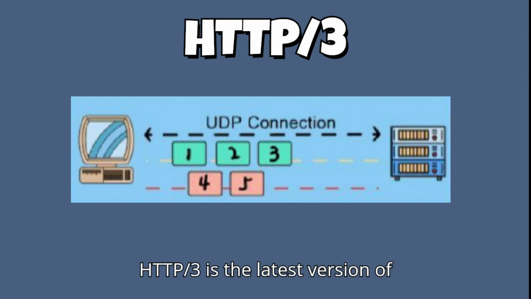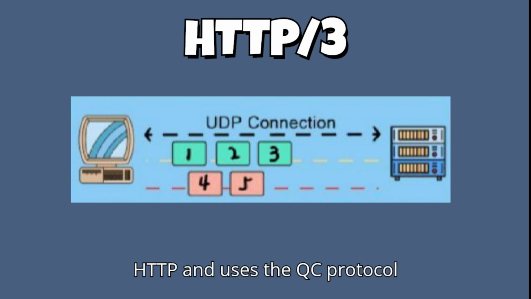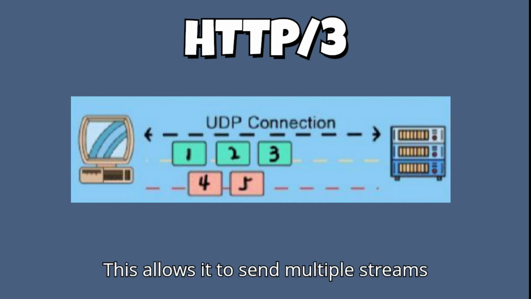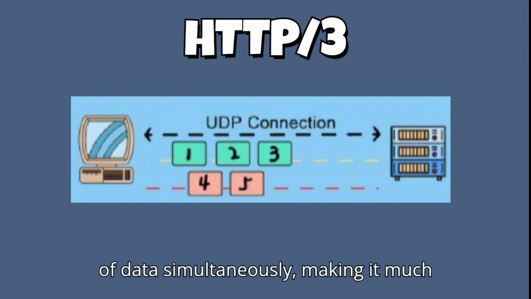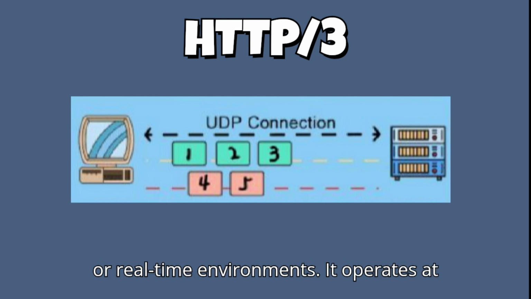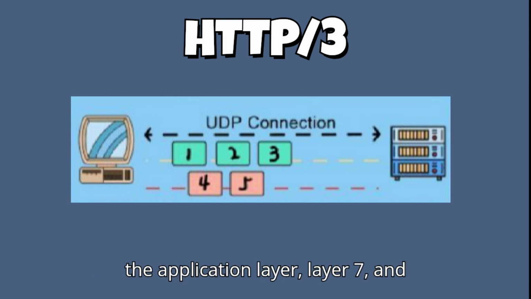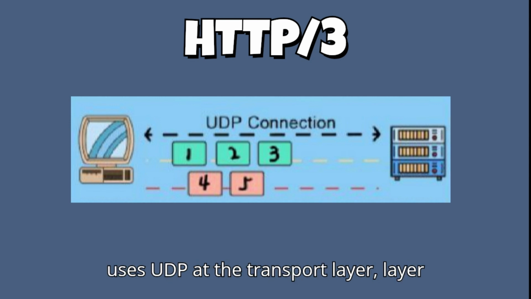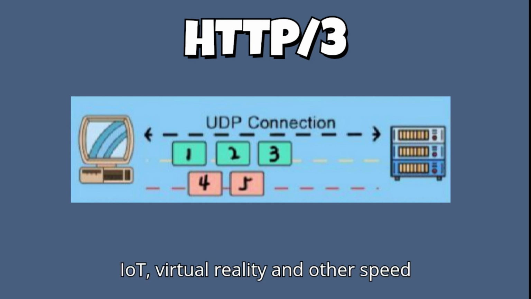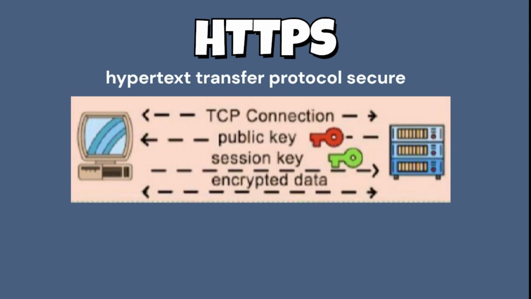HTTP/3, QUIC. HTTP/3 is the latest version of HTTP and uses the QUIC protocol, which runs over UDP instead of TCP. This allows it to send multiple streams of data simultaneously, making it much faster and more reliable in high latency or real-time environments. It operates at the application layer, layer 7, and uses UDP at the transport layer, layer 4. HTTP/3 is ideal for IoT, virtual reality, and other speed-sensitive applications.